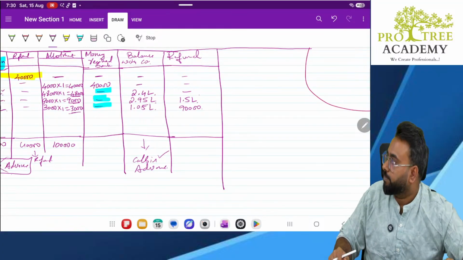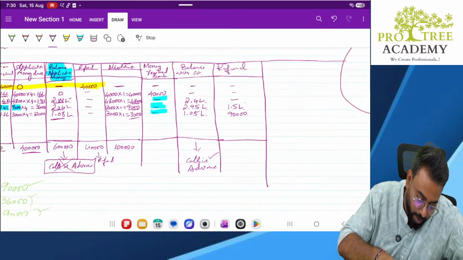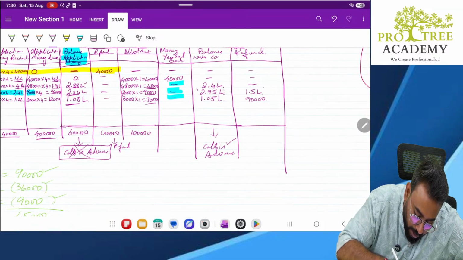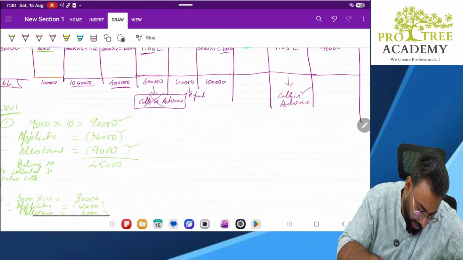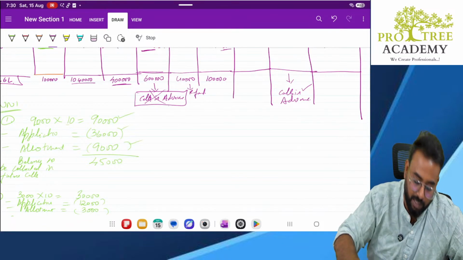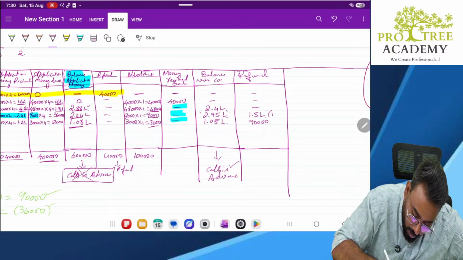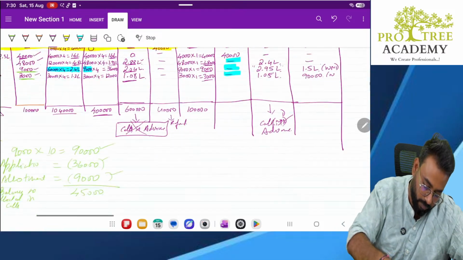Sir, what do you mean by moment of truth, sir? See here, how much money is still balanced with the company? 2.95 lakhs, correct. What is the overall money which we need to adjust in future? See, out of this 9,000, please put it in working note number 1, working note number 2.